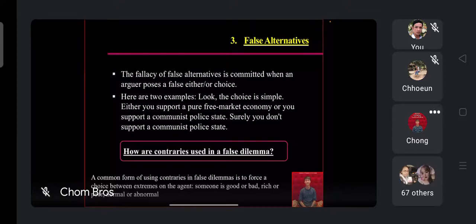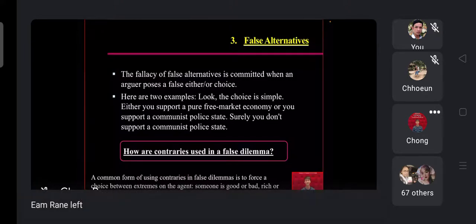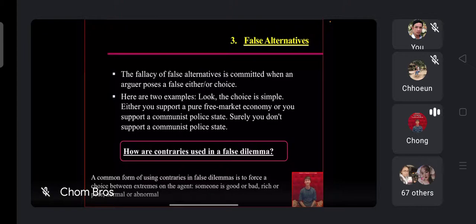Welcome to my part 3 for alternatives. My topic for alternatives: the fallacy of false alternative is committed when a speaker poses a false either-or choice.